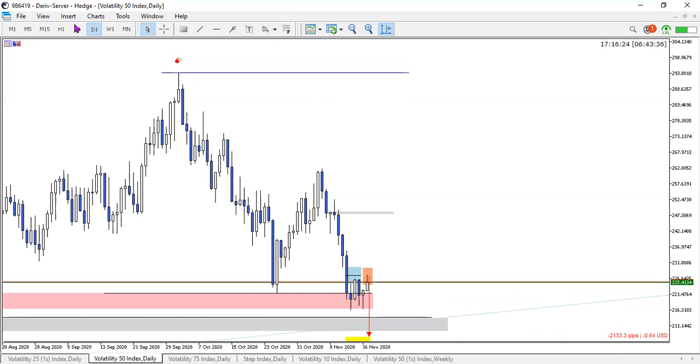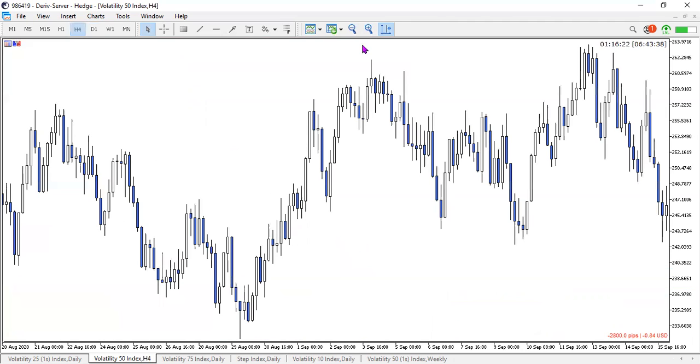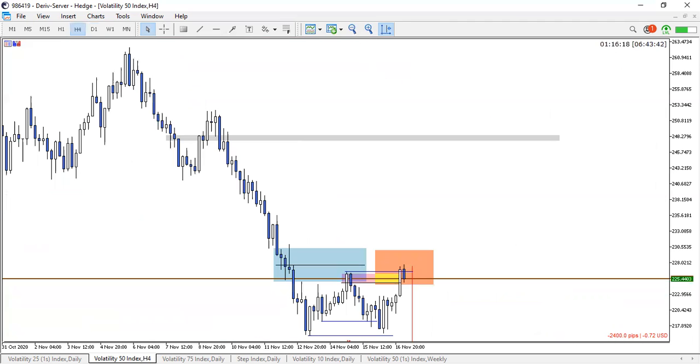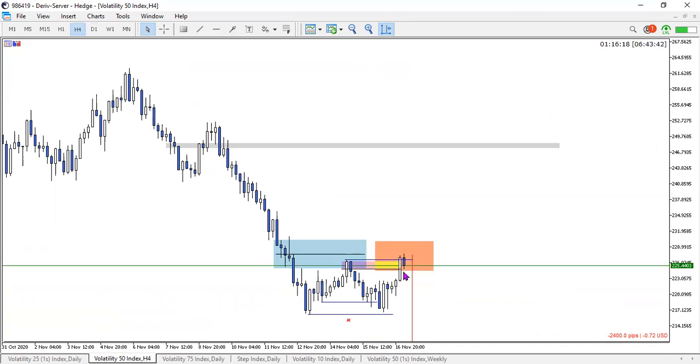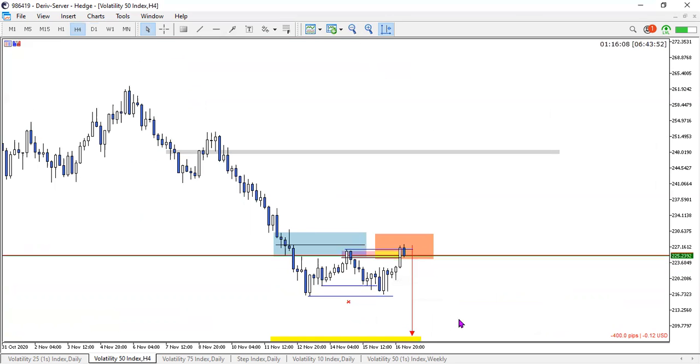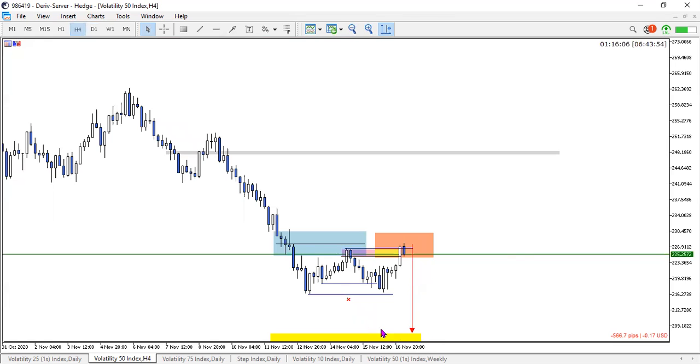It does seem to be rejecting really nicely. Looking at the 4-hour chart, I'm actually already in on a sell here. The moment I opened this chart and saw where price was, I was able to take a sell. So I am currently in a sell at the moment, and I am targeting down into this yellow block over here.